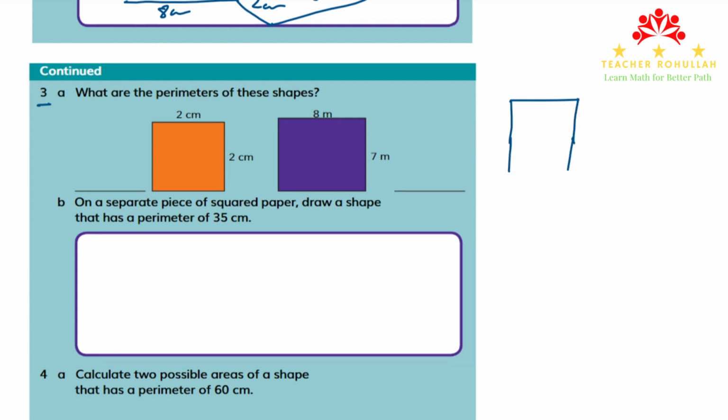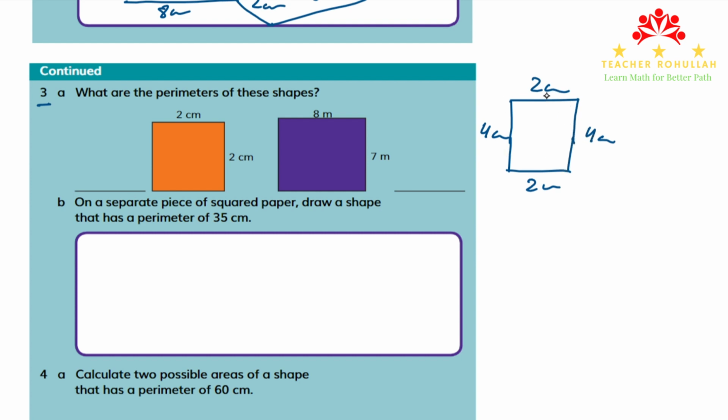Suppose this is a rectangle. This rectangle has a length of 4 centimeters and a width of 2 centimeters. If this is 4, you know that this one is also 4, and the one down here is 2 centimeters. Now, to find the perimeter of this shape, we have to add the lengths on each side.